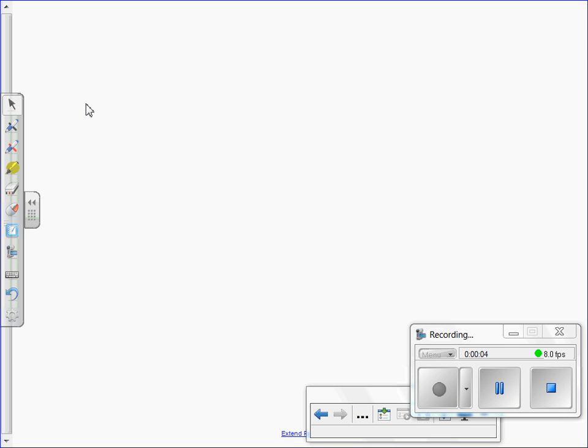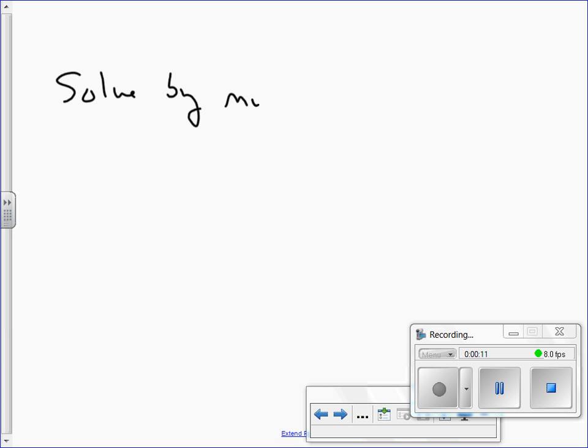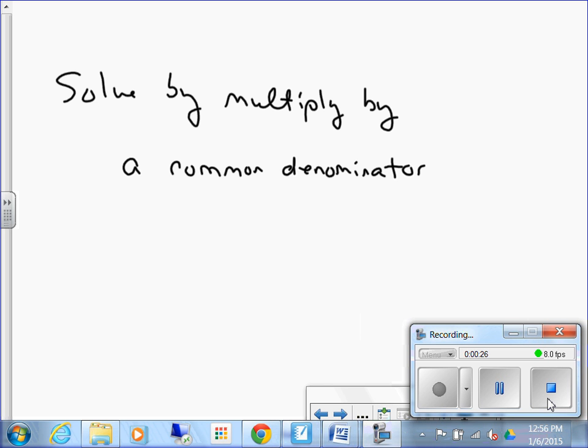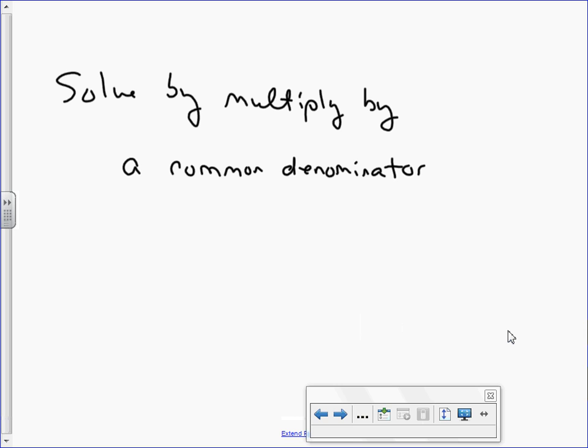Okay, so the second topic is different. It's also solved, but it's solved by multiplying by a common denominator. So this is another multiplying technique, and it's a technique that allows us to get rid of fractions.